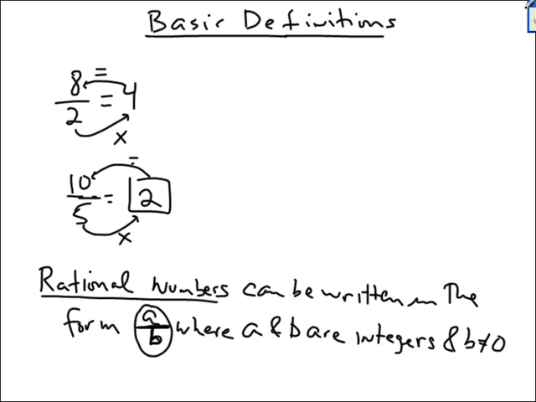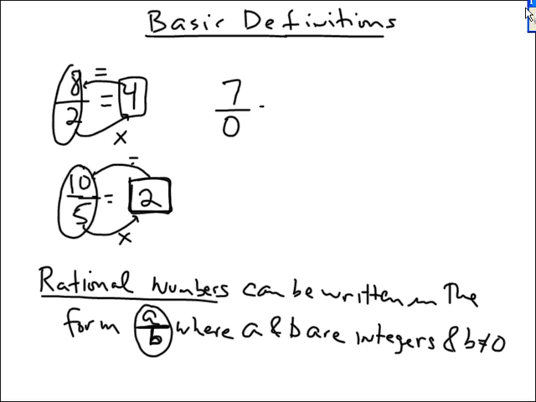The top one, 8 divided by 2 is well defined. It's defined to be 4. 10 divided by 5 is very well defined. It's defined to be 2. Now, what about 7 divided by 0? Well, you may say, I don't know what 7 divided by 0 is, just like you didn't know what 10 divided by 5 is. Well, how do you figure out what 7 divided by 0 is? You ask yourself, 0 times what equals 7?